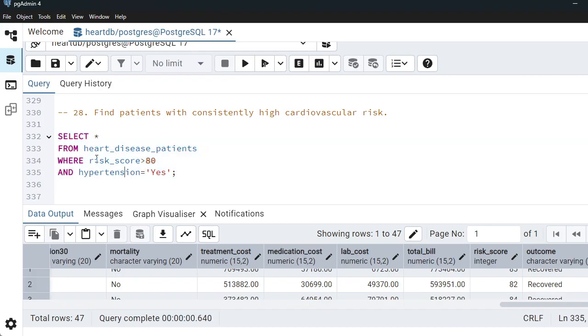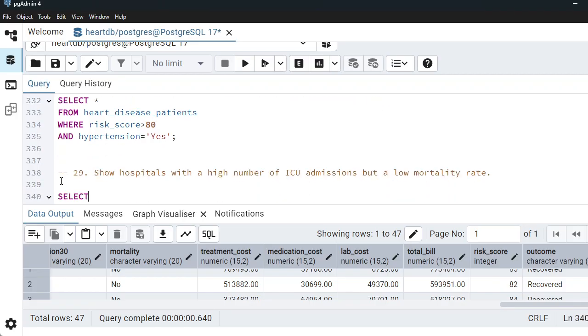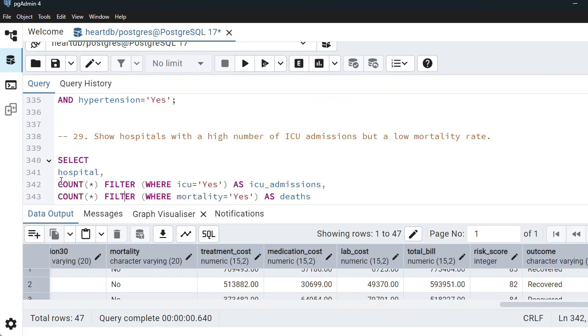So what you need to do now is look at people whose cardiovascular risk is hypertension. You just select from the heart disease patients where risk score is above 80, and hypertension is equal to what? Yes. So if the risk score is greater than 80, that is the highest cardiovascular risk. So now we have all of them just like this.